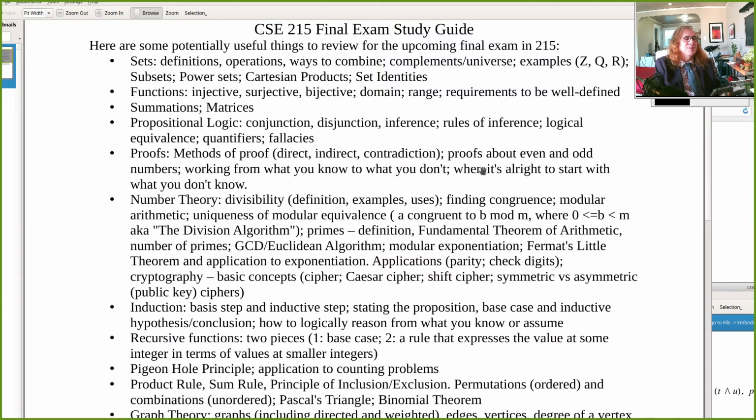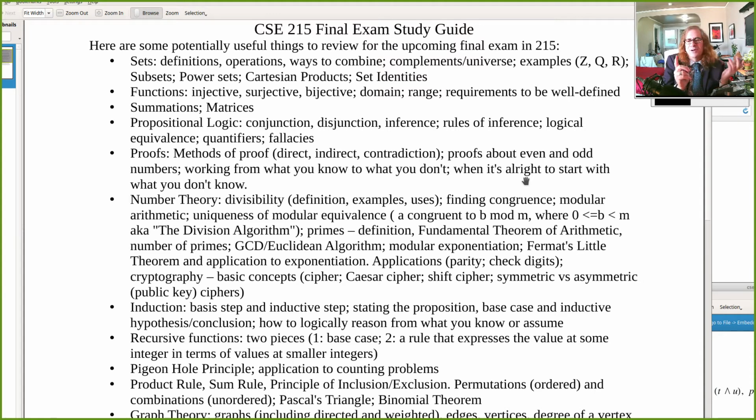Proofs about even and odd numbers. Proofs about divisibility. The basic strategy is to start with what you know and argue logically to what you're trying to show. But watch out for the pitfalls. Don't accidentally write down what you're trying to show and then start building on that. That makes an invalid proof. Make sure you're trying to prove the right thing. If a number is even, its square is even. Make sure you're proving that if a number is even, its square is even, not that if a square is even, the number is even. So make sure you're doing the right direction for your proof.